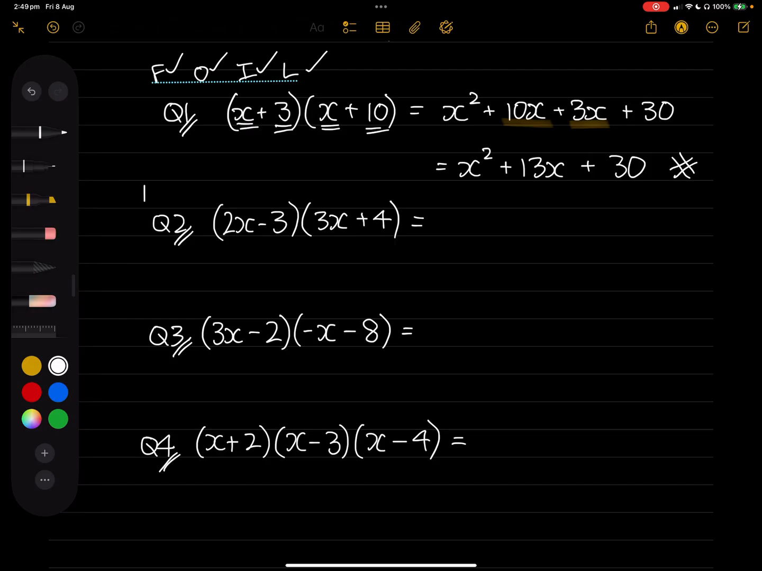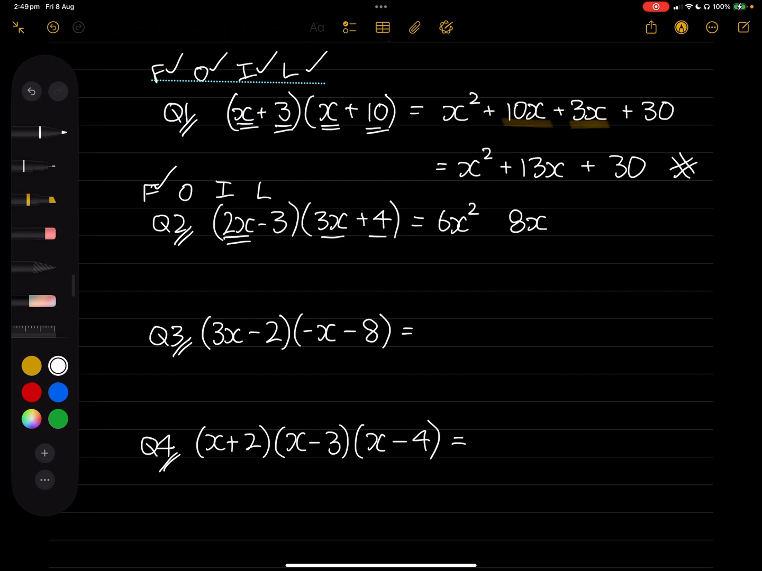Now, question 2, same thing. Firsts, outsides, insides, lasts. So firsts, 2x times 3x. Well, 2 times 3 is 6, x times x is x squared, so that's 6x squared. We've got outsides, 2x times 4, that's 8x.